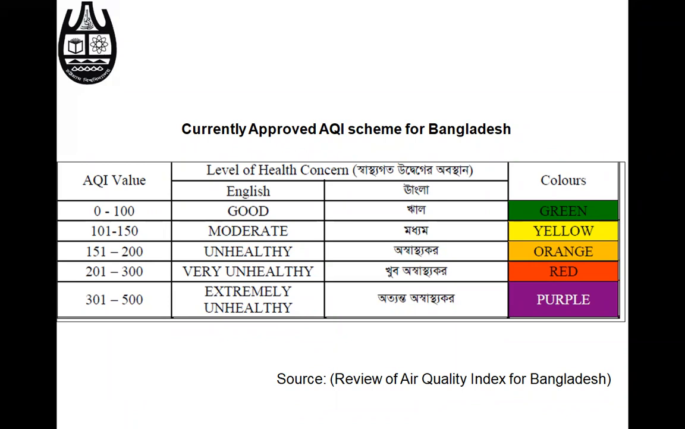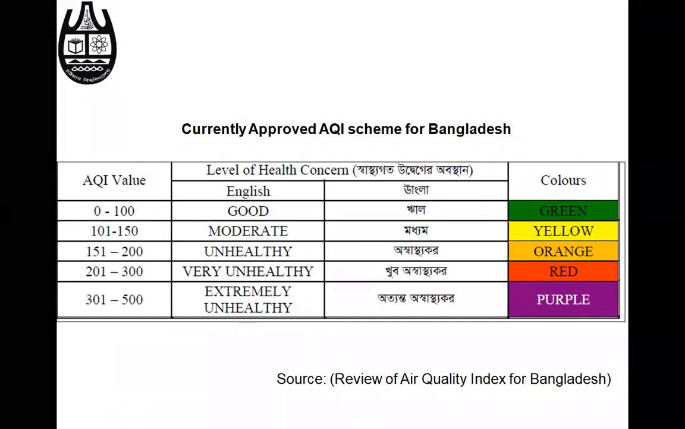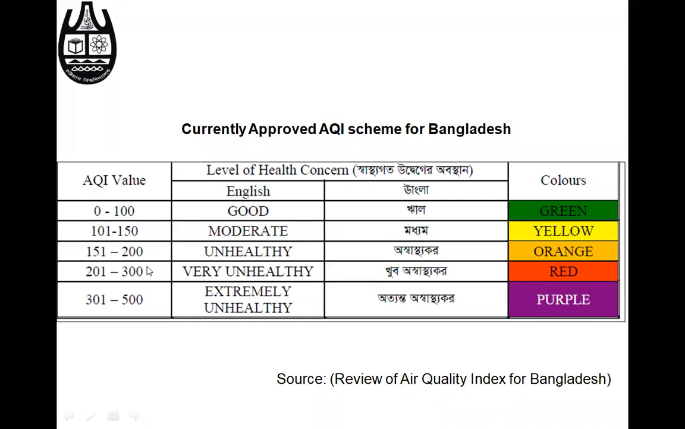This can be seen. So what do people like? People like to see the color. When they see any color, for example orange, what does orange mean? Unhealthy. They don't take care about the values 151 to 200. It doesn't mean anything for them. Only this is important to understand the local conditions. Other than that, people don't care. So people will see orange only.